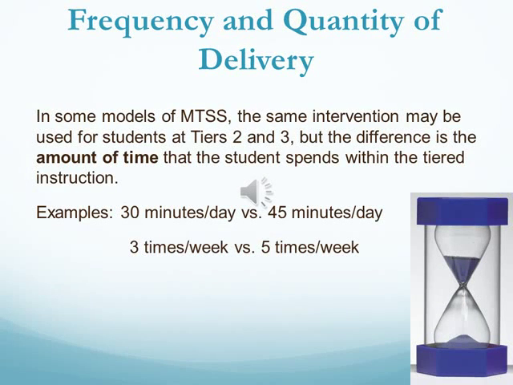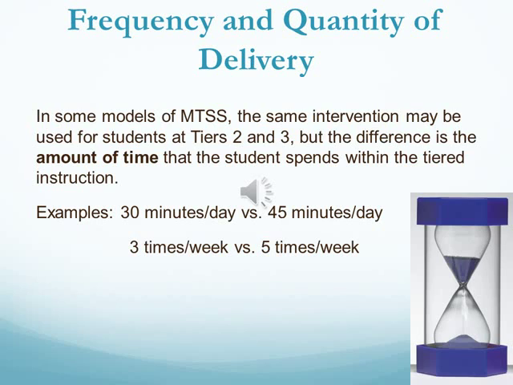In some models of MTSS, the same intervention may be used for students at Tiers 2 and 3, but the difference is the amount of time that the student spends within the tiered instruction. For example, 30 minutes a day versus 45 minutes a day, or 3 times a week versus 5 times a week.